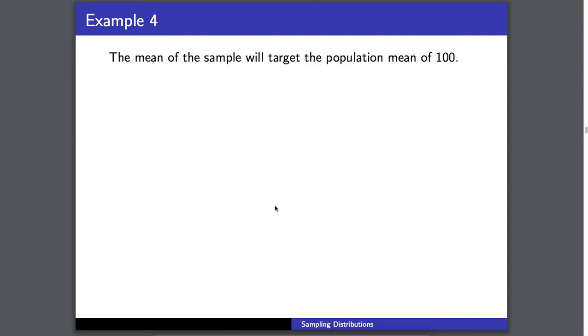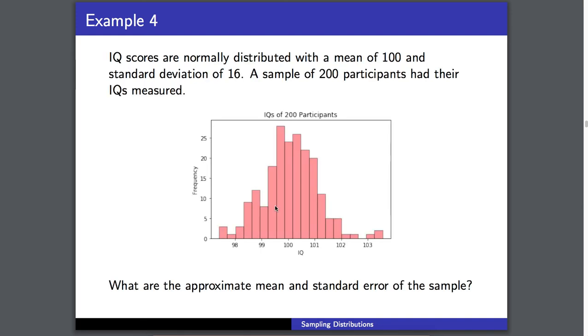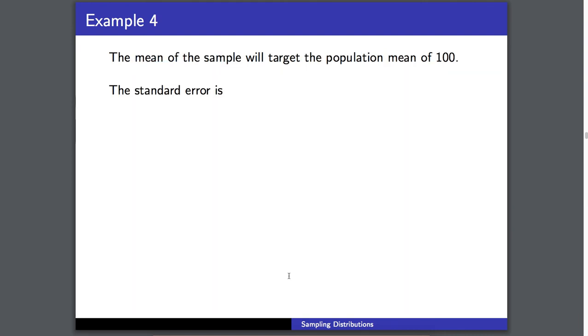The mean of the sample is going to target the population mean of 100. Our population mean is 100, so our approximate mean of our sample is going to target that value of 100. Our standard error is going to be the population standard deviation of 16 divided by the square root of our sample size, which in this case is 200. So 16 divided by the square root of 200 is about 1.13 as our standard deviation.